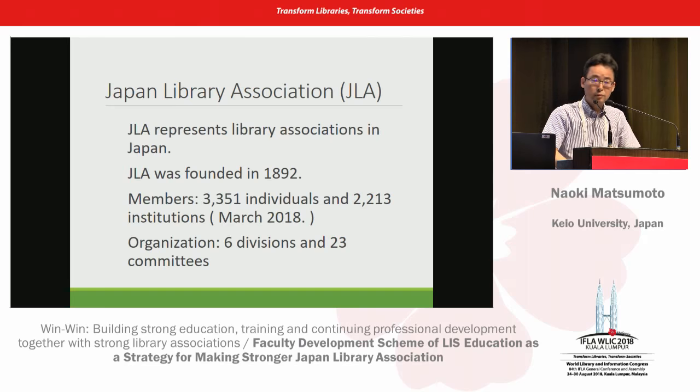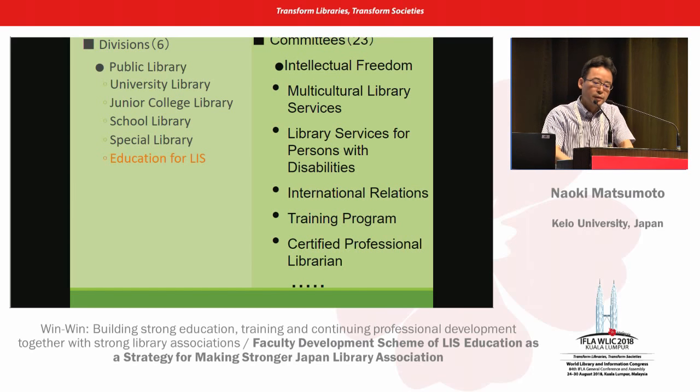First, I would like to introduce the Japan Library Association, JLA. JLA represents library associations in Japan. It was founded in 1892. There are 6 divisions and 23 committees. These are the divisions and committees. Today, I would like to talk about the program by the division for education for LIS.